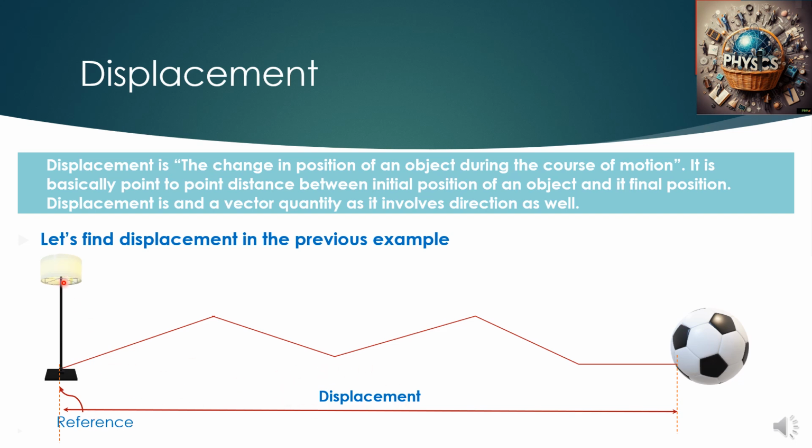So from the reference point till the end point, if we draw a straight line, that becomes displacement. And the direction of displacement is in the direction of motion or the movement of the object. So note that displacement, on the contrary, is a vector quantity.